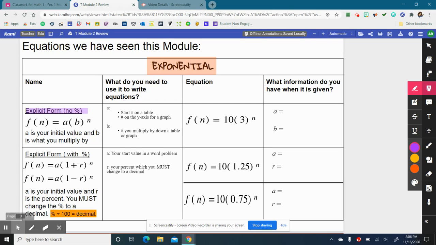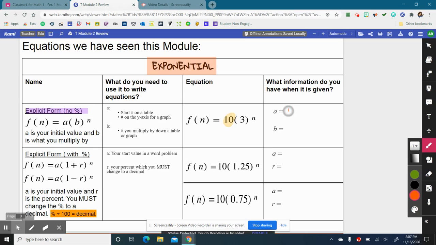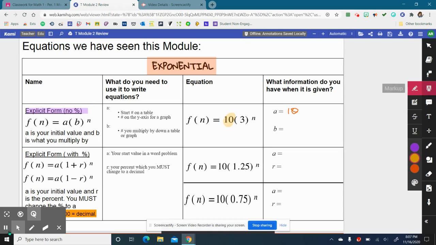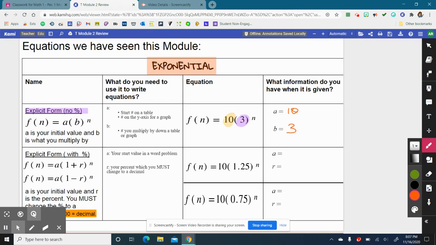So let's look at this first example. We have f of n is equal to 10 times 3 to the n. Miss Rolfe cannot read. So what's my a value here? Well, my a value here is 10. So I'm going to write that in here. What am I multiplying by? What's my b value? Well, my b value right here is a 3. Easy enough.